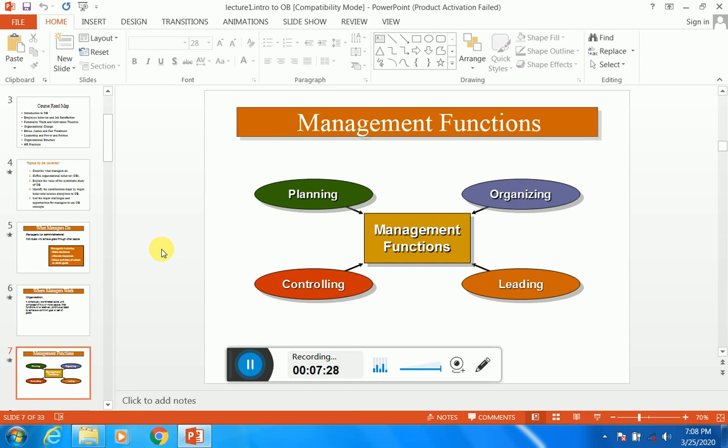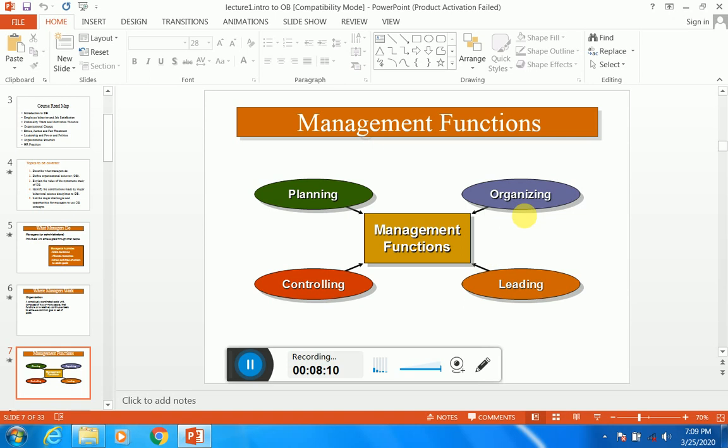Generally, managers do planning, organizing, leading, and controlling. What is planning? Planning is making yourself ready for the future in advance. That is simply known as planning. From the bookish definition point of view, planning is a process that includes defining goals, establishing methods, means, strategies, and developing plans to coordinate activities.